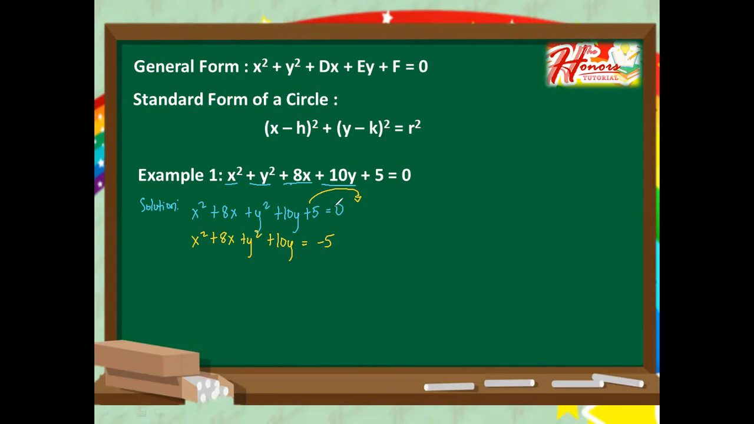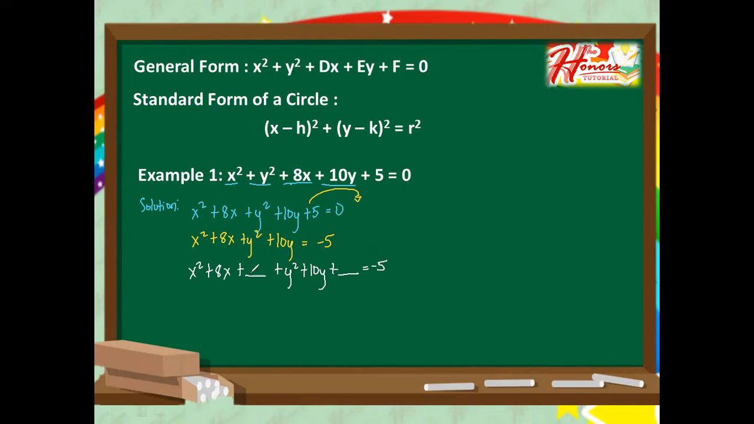And then after that, we have to complete the square. So this will be solved using completing the square. So kindly write x squared here plus 8x. Since we don't know yet the number that is beside 8x, just write plus blank. And then after that, plus y squared plus 10y. And then we don't know yet the next number after 10y, so that's plus blank equals negative 5.